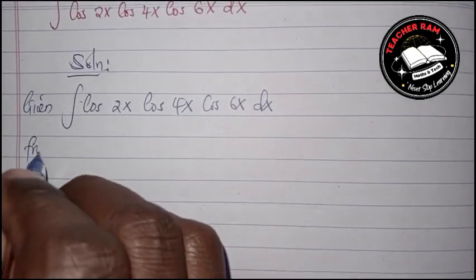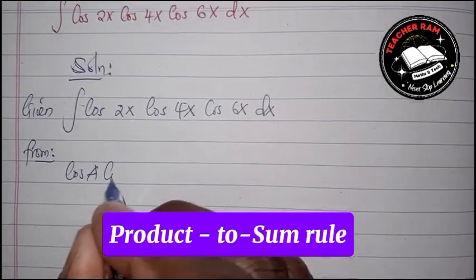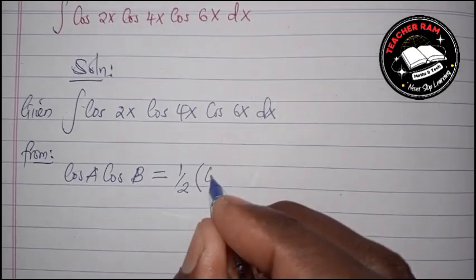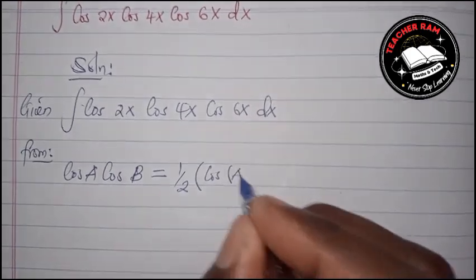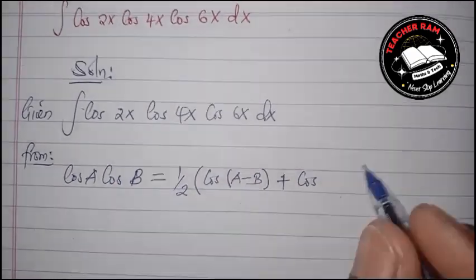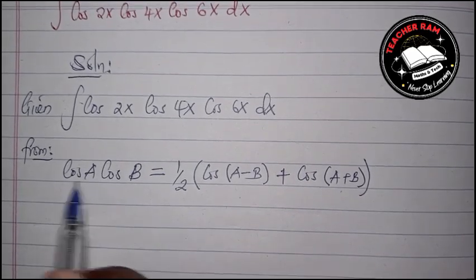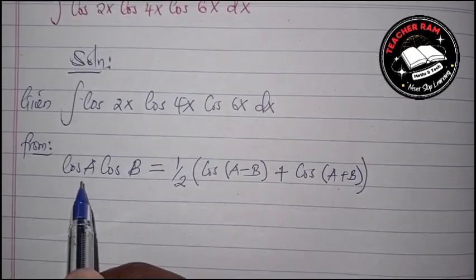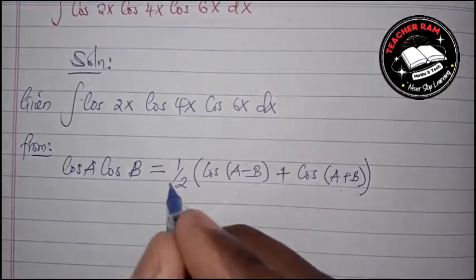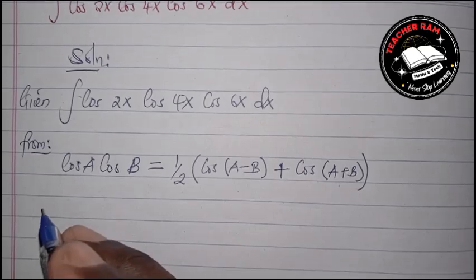So we say from the product to sum rule, which states that cosine of an angle A multiplied by cosine of an angle B is the same as writing 1/2 bracket cosine of an angle A minus B, then plus cosine of an angle A plus B. So we have to convert the product of the function of cosine of two angles into the sum of the difference of two angles under the function cosine.